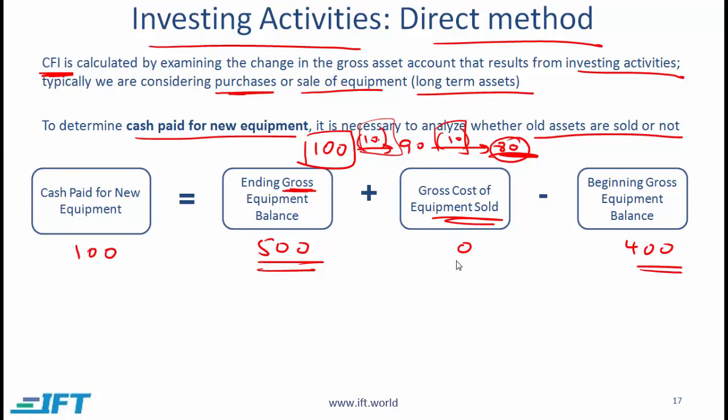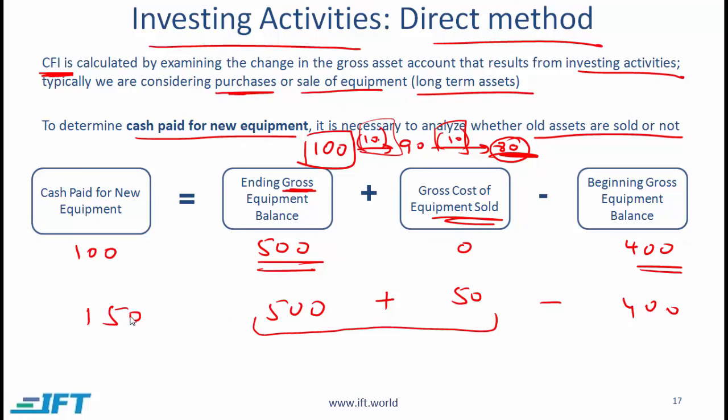Now let's say from the footnotes you recognize that the gross cost of equipment sold was 50. Then what is the cash paid for new equipment? The answer then is as follows. You have an ending balance, let's say again of 500. So you will do 500 plus 50. The way you can think of this is if the equipment had not been sold, then the ending balance would have been 550. And then you subtract the beginning balance of 400. You have 550 minus 400, which is equal to 150.